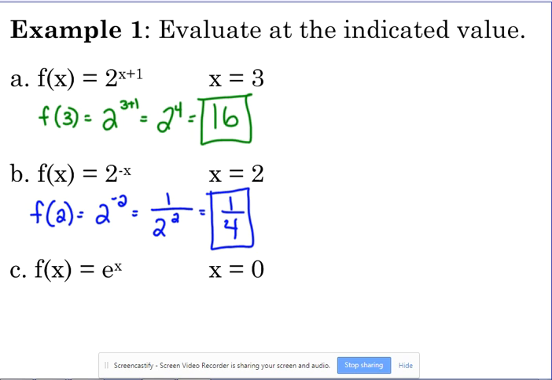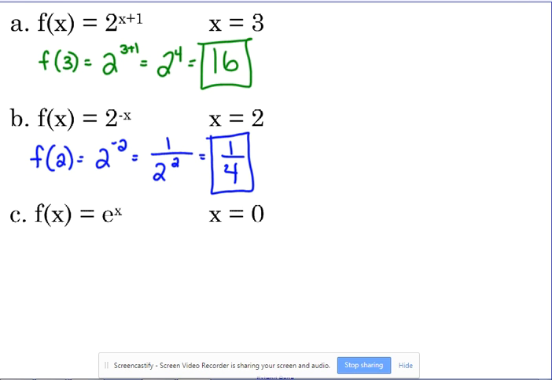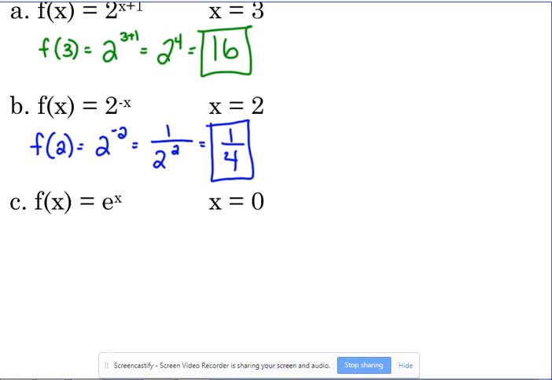Okay, let's change this to e to the x. If our function is e to the x and we're evaluating at 0, again, evaluate, fancy way of saying plug in. So e to the 0 is 1. Anything to the 0 power is 1, as long as it's a real number, okay? 1 to the 0 is 1. 2 to the 0 is 1. 10 to the 0 is 1. E to the 0, pi to the 0, okay? Pi is a number too, don't forget, that's not a variable. Pi is a number. Pi to the 0 is 1.